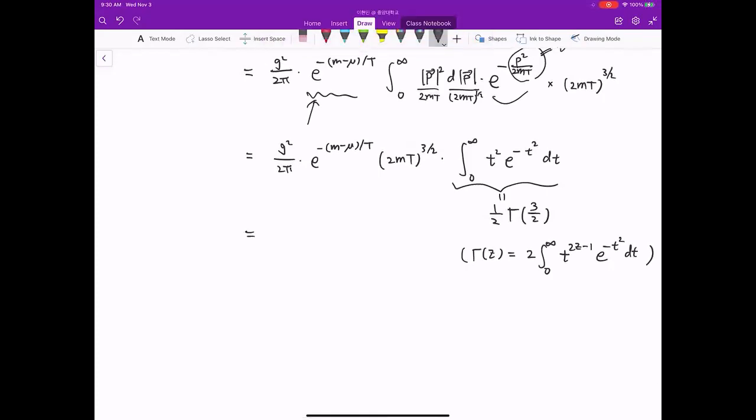Then the gamma function of 3/2 is given by 1/2 times the gamma function of 1/2, and the gamma function of 1/2 is nothing but the square root of pi. So the number density is finally written in this form in terms of temperature. So here we have square root of pi over 4.